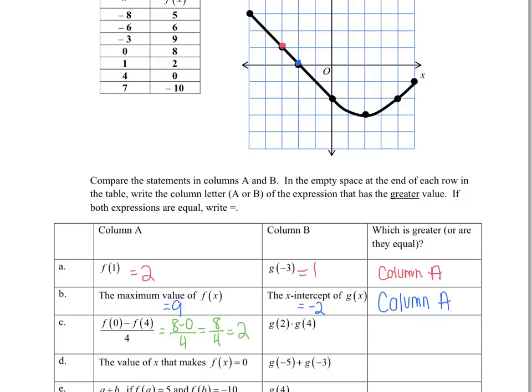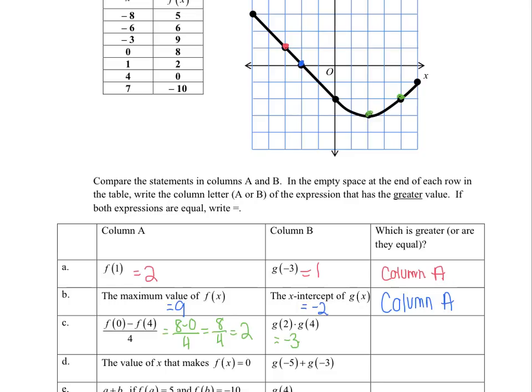G of 2 times g of 4, well, g of 2 is right here at -3, and g of 4 is right here at -2. So this is going to be -3 times -2, and -3 times -2 is 6. So which one is greater? Column B.